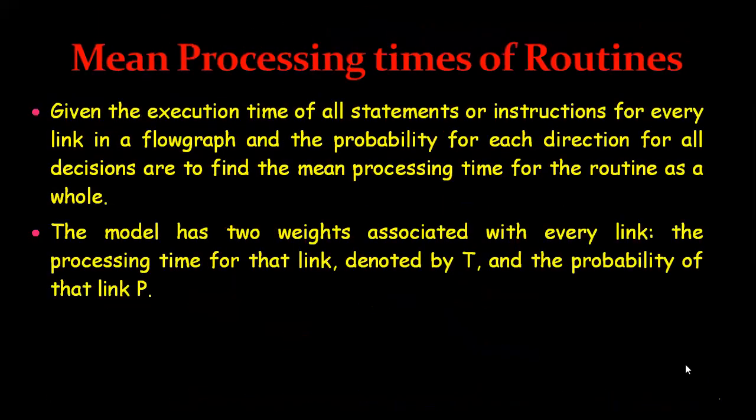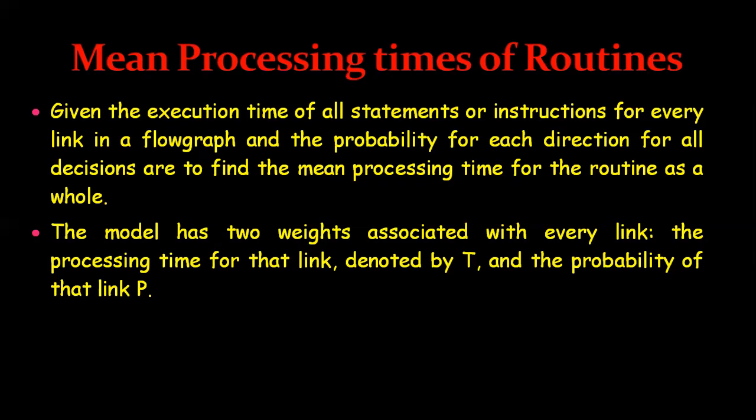Now let us see how we can calculate the mean processing time of routines. Of course, even though it is meaningless, let us see. So given the execution time of all the statements or instructions for every link in the flow graph, and the probability for each direction for all decisions, then the mean processing time for the routine as a whole can be found. So the model is going to have two weights connected with every link: the processing time for that link, T, and the probability of that link, P.